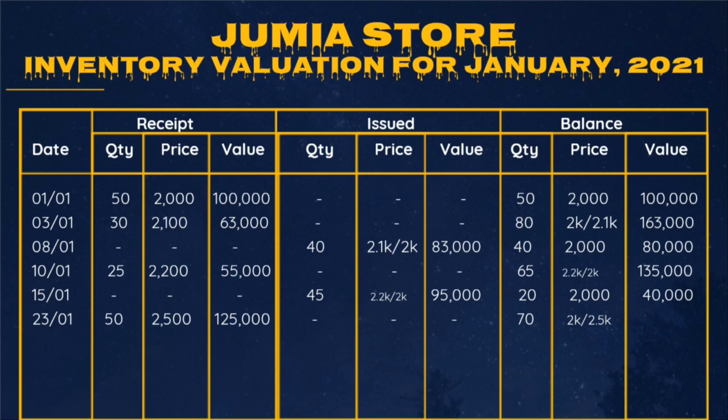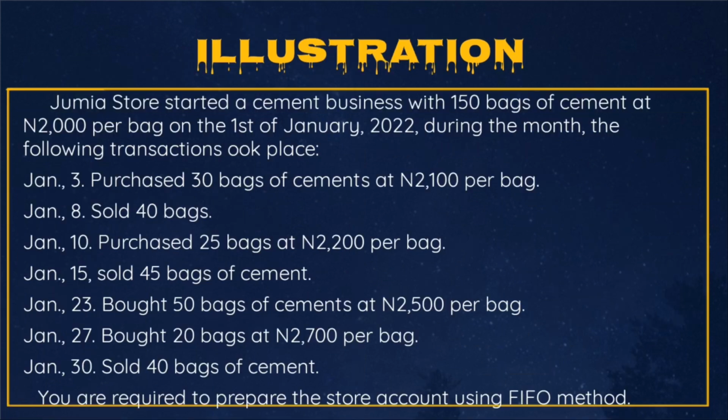40,000 plus 125, that will be 165,000 naira. So that is it about the inventory as at 23rd of January. So the next one is 27th of January. Bought 20 bags of cement at 2,700 naira.